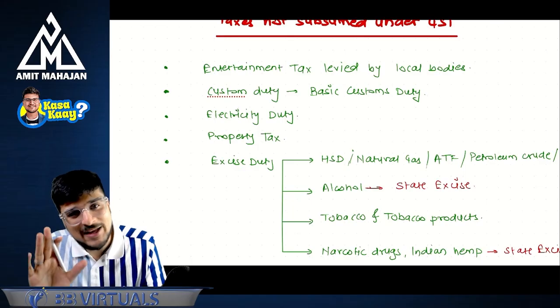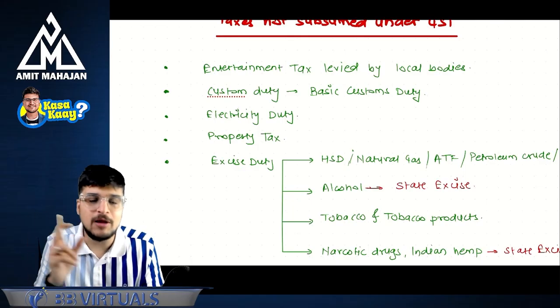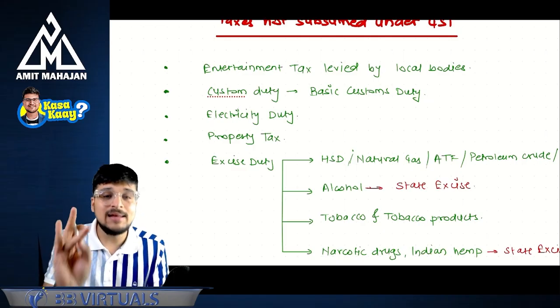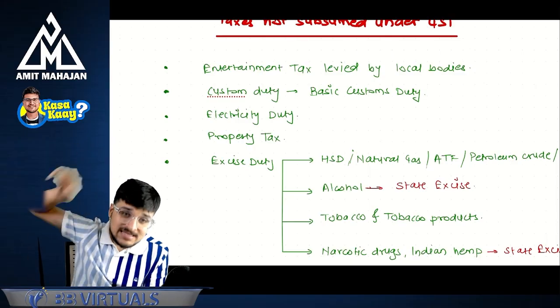Custom duty is still there. Basic custom duty is still there. It is not yet subsumed. Whenever you import goods, you will have to pay custom duty. Electricity duty: GST is not applicable on electricity because electricity duty is still there.